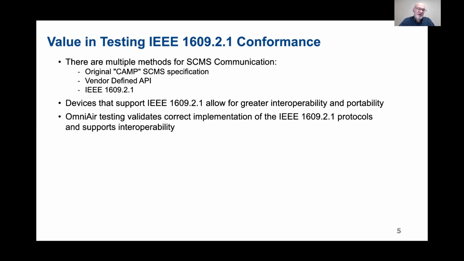2.1 was developed to help normalize a lot of things that were either assumed or were being done out of scope for the original CAMP SCMS specification, make things a little more consistent across different SCMS providers, and also account for all of the interoperability requirements that had been assumed but really weren't formalized in the original CAMP specification. So things like how to get updates on the certificate trust list and how to get information from different SCMS providers is mostly supported by 16.9.2.1.